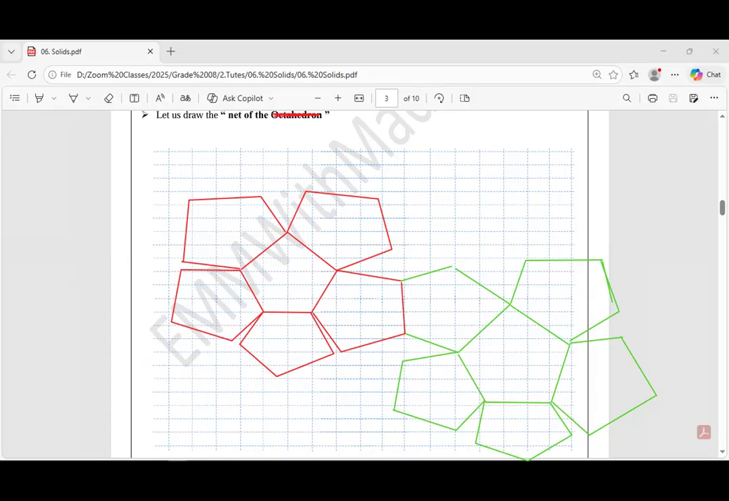For icosahedron, there is an easy way to draw the net. The only challenge is to draw the net of the dodecahedron, because we have a pentagonal shape face. There should be 12 pentagons.